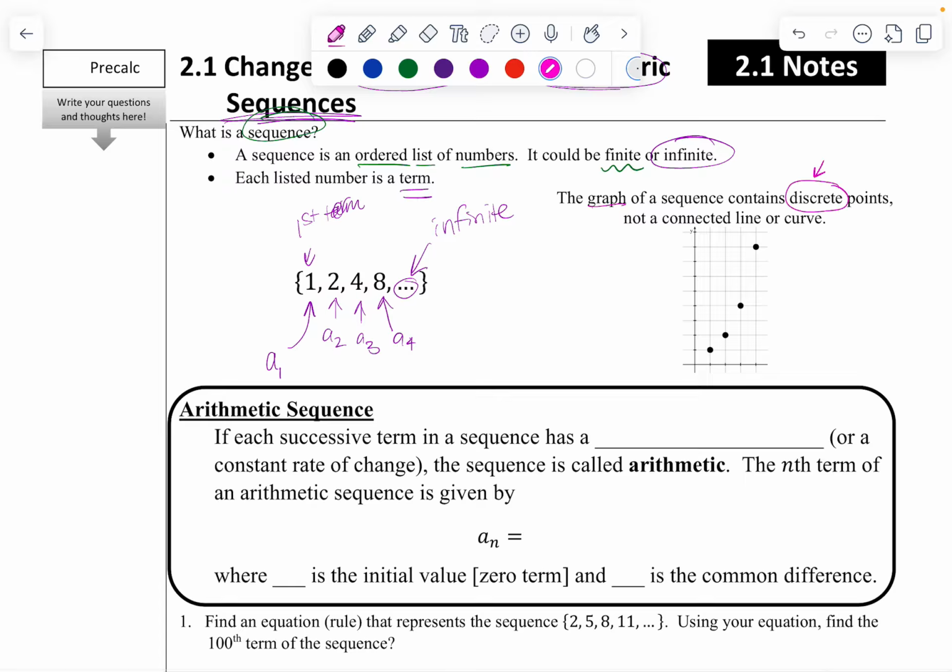This is a very specific math term, which means that these are values that are not connected. So we are not going to draw a curve through these. We're not going to draw a line through these. These are specific values. So for example, this is the first, second, third, fourth term, and these are the values 1, 2, 4, and 8. The terms would be 1, 2, 4, and 8, where this is the first term, second term, third term, and fourth term, okay?